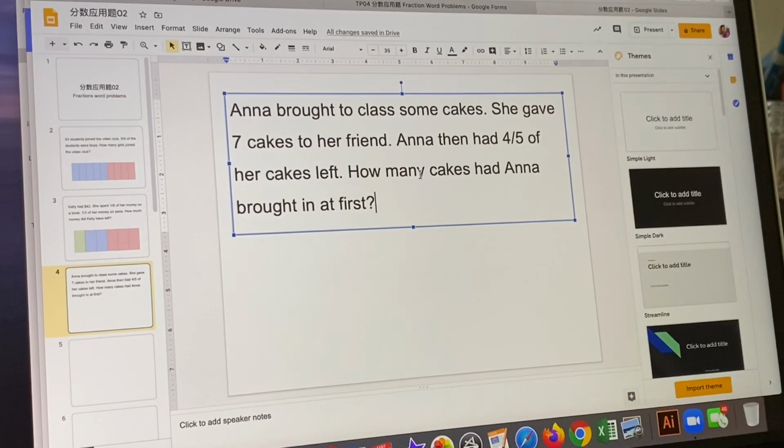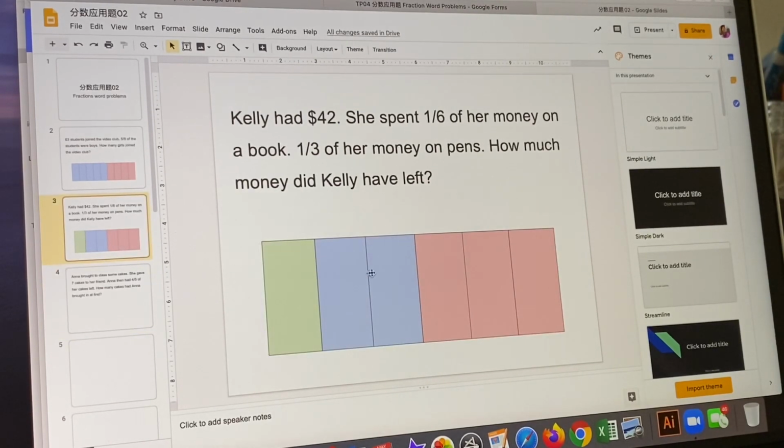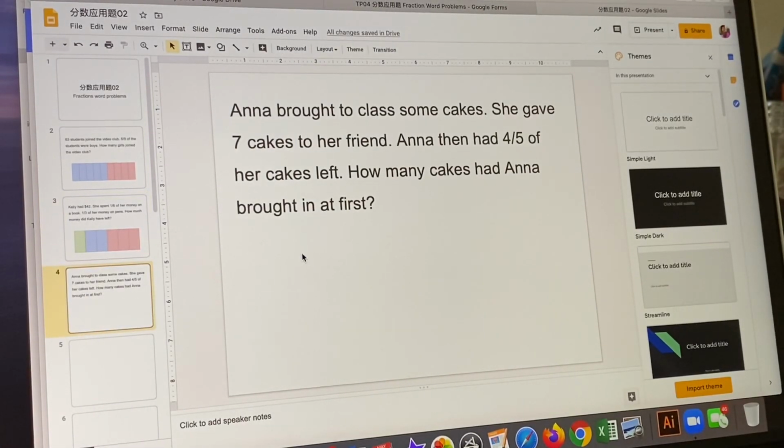Okay, let's continue. Anna brought to class some cakes. She gave 7 cakes to her friend. Anna then had 4/5 of her cake left. How many cakes had Anna brought at first? So 5 pieces, 4/5.